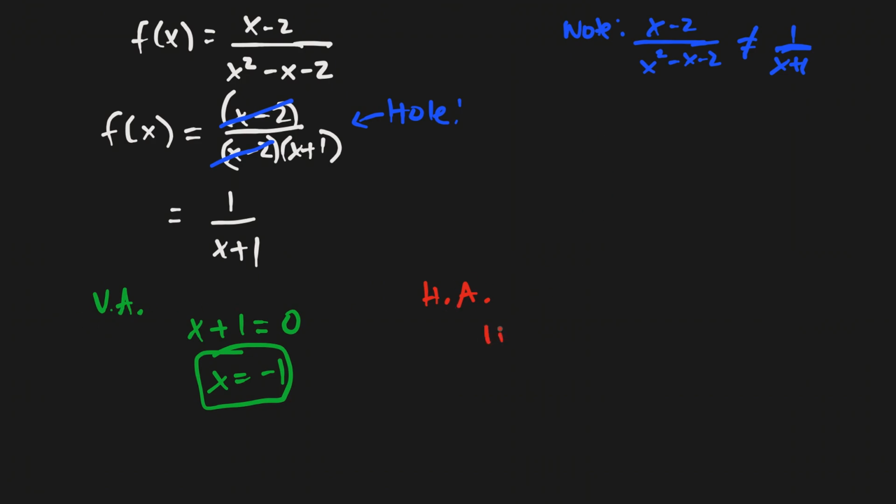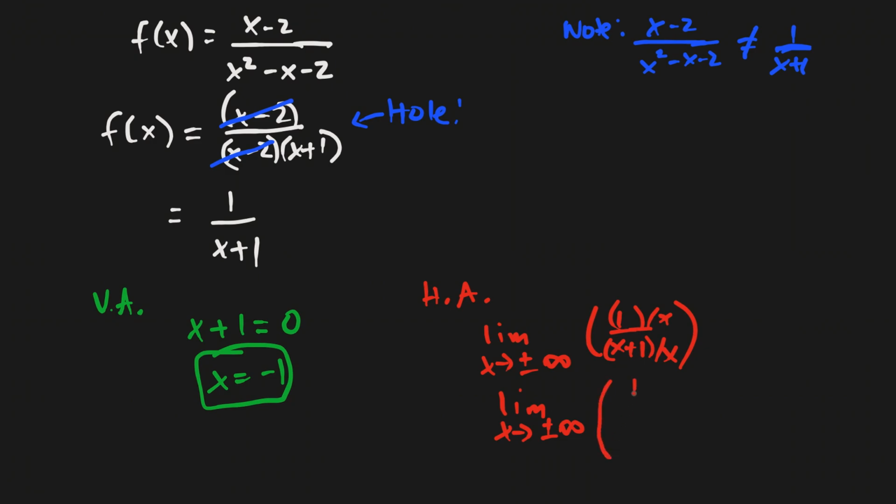We find this by looking at the limit as x approaches positive or negative infinity of the function. And so what is this going to be equal to? Well, what I like to do is divide the numerator and the denominator by x. This is not the only way to do it, but this is one of the ways. So this just gets you the limit as x approaches positive or negative infinity of 1 over x over 1, because x over x is 1, plus 1 over x.